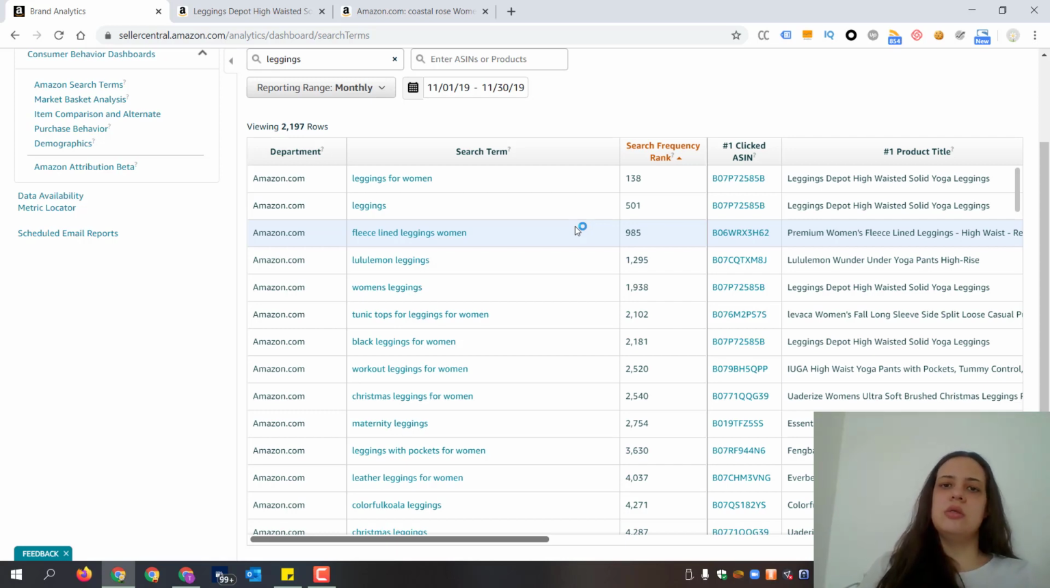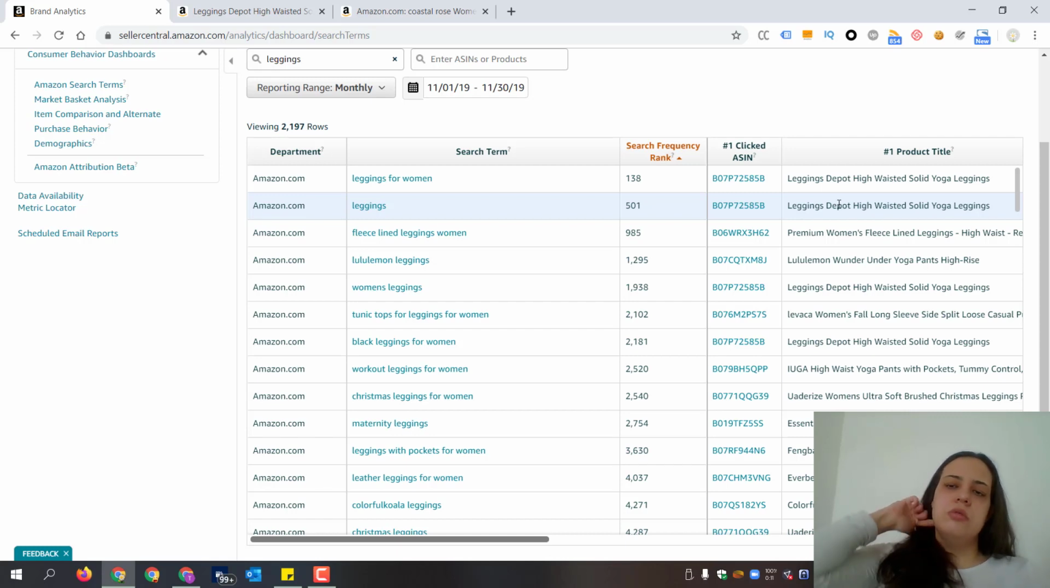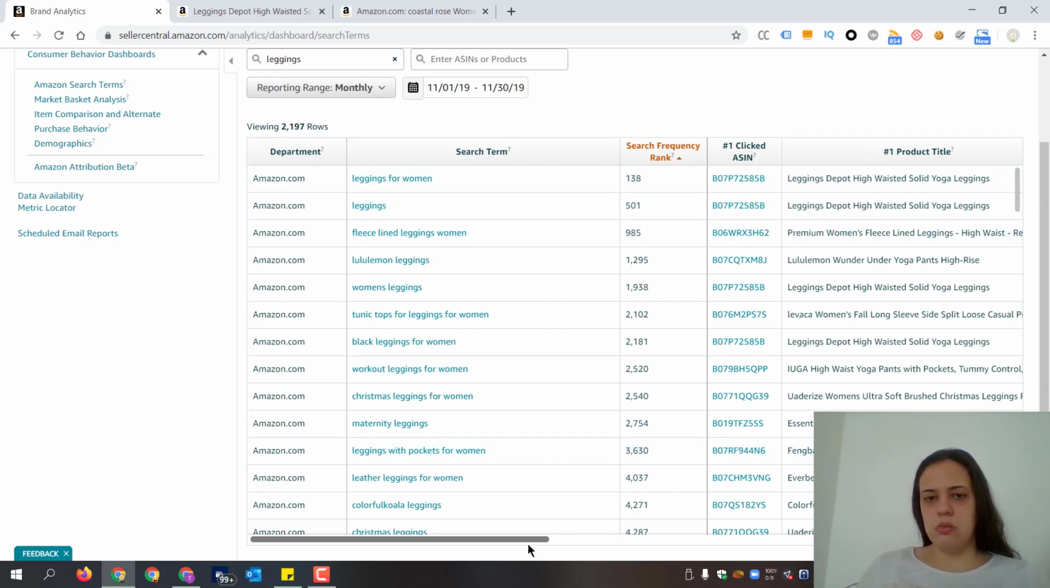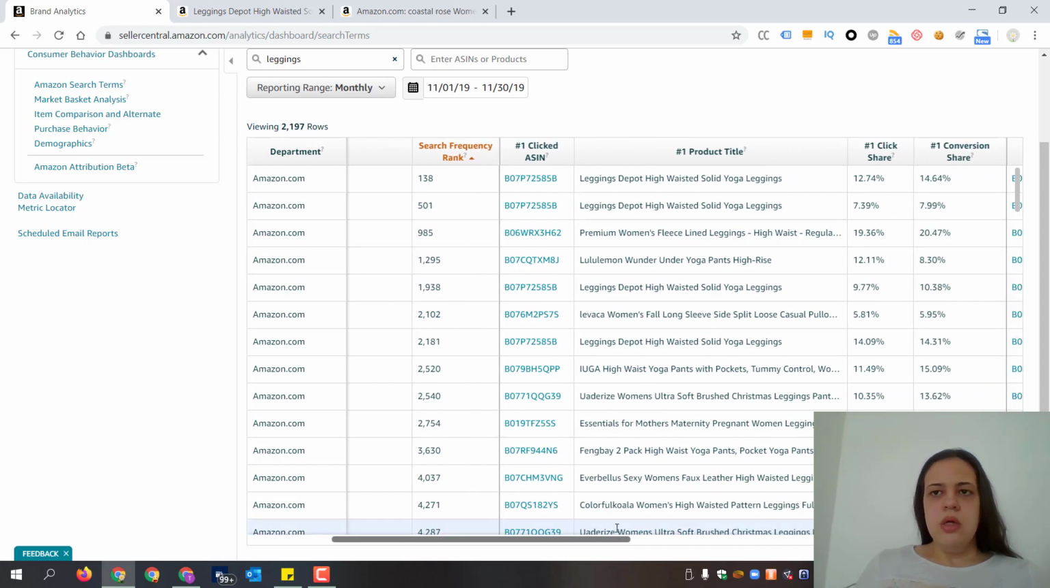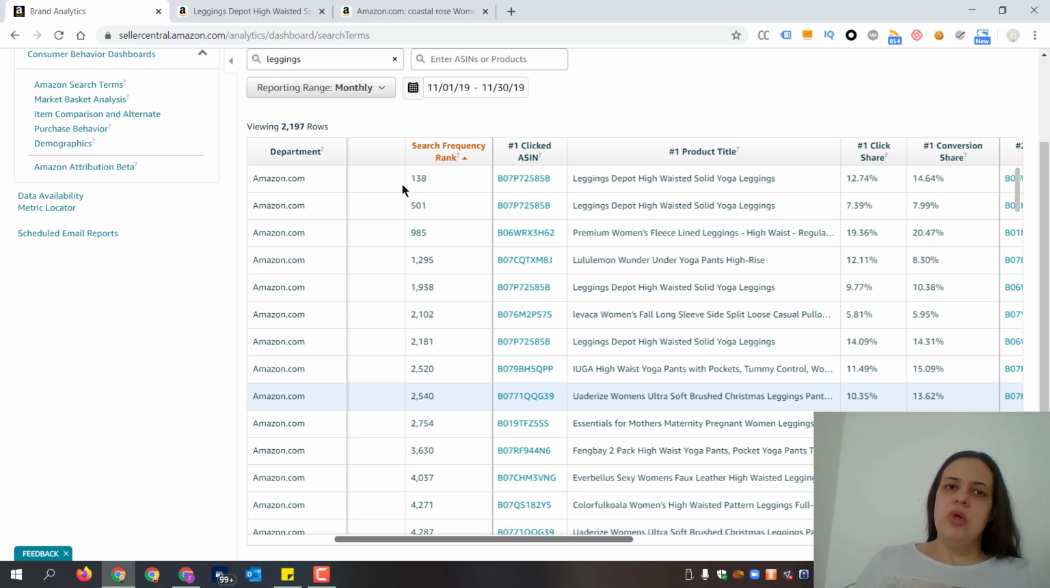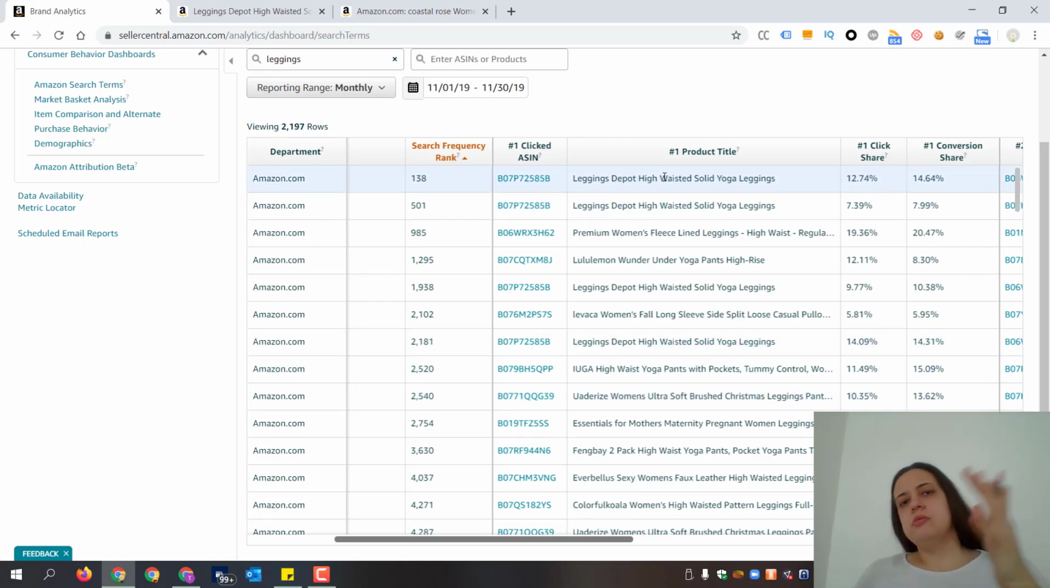So we know for sure that the most popular search terms in the area of leggings are leggings for women and leggings in general. So ladies are looking for leggings, just like a shirt like that. And for these two most popular searches here, we have the same ASIN, which means that they're 100% winning this race. There's this brand called Leggings Depot, and they are really winning these high volume search terms. And you can see here, number one clicked ASIN is this same product.